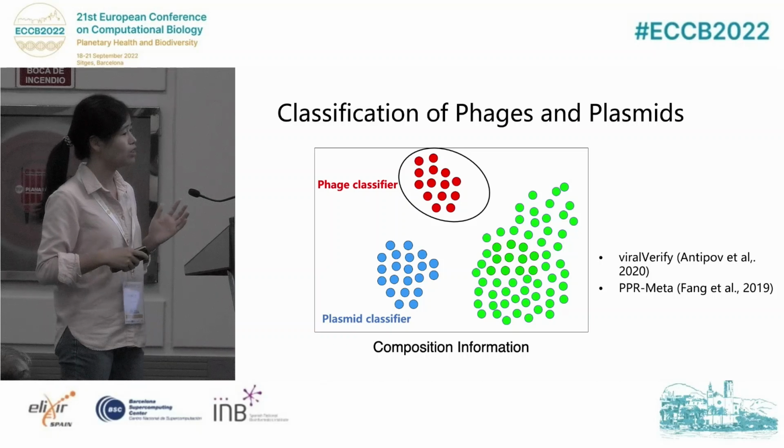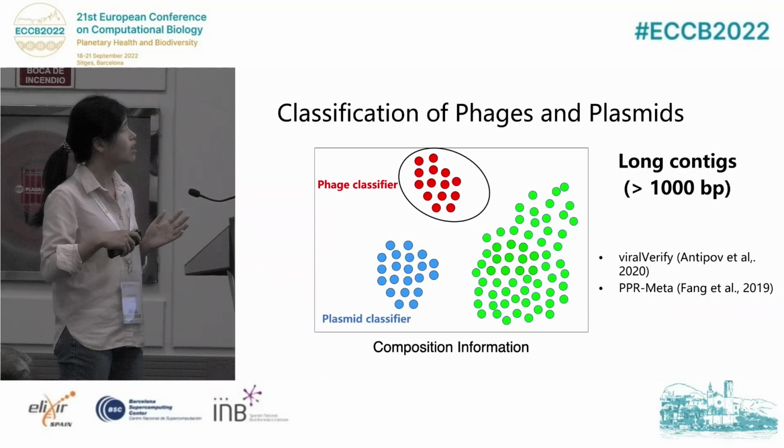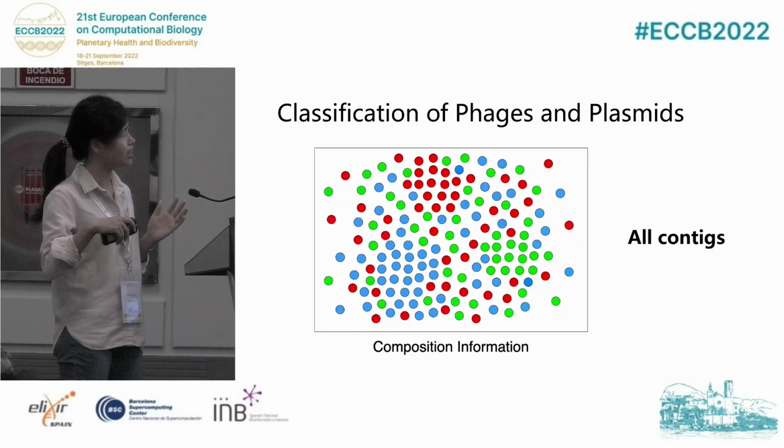However, those machine learning-based classifiers still have some limitations. They only show such reasonable performance on long contigs. So if you give them all the contigs, then here is their performance. They perform very poorly on short contigs.